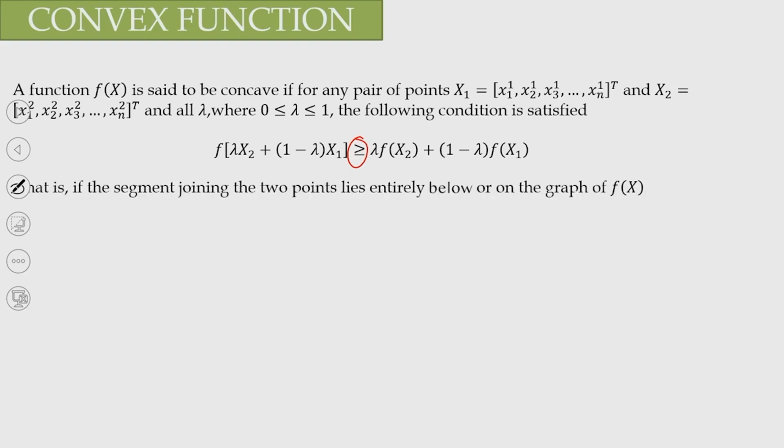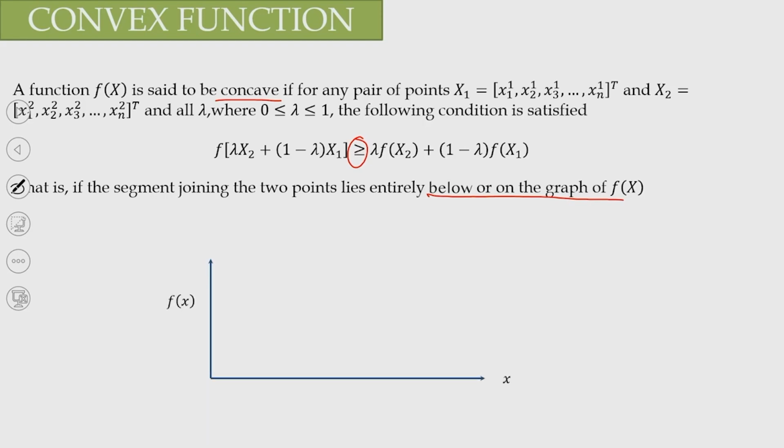So, in case of concave, the line segment joining the 2 points lies entirely below or on the graph. It is because this is greater than or equal to; if it is equal, then also it is a concave function. So, it is entirely lying below or on the graph of f x. Let me explain this.